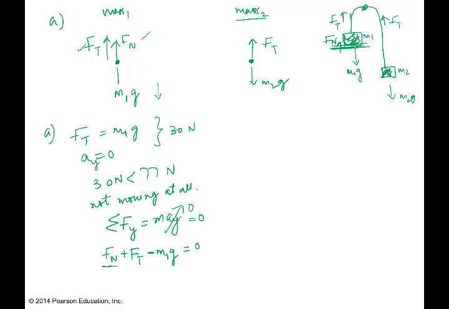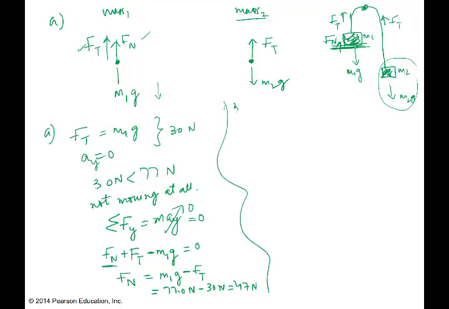Okay, so our job is to find what is the scale reading. So that means we have to find Fn, which will be equivalent to m1g minus force of tension. So force of tension here is going to be the same as m2g, which is 30 newtons. So m1g is given as 77.0 newtons minus 30 newtons. That means the scale will read 47 newtons.